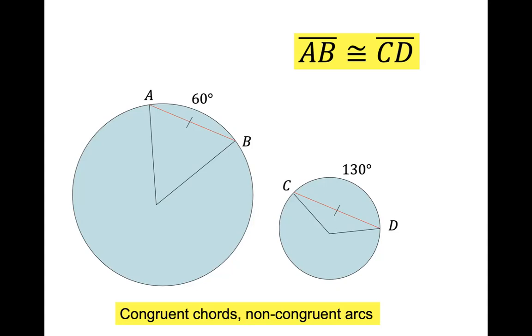Tomorrow or next class, we'll talk about what happens when two circles are congruent and the chords are congruent. But I want you to remember that if you have congruent chords, it doesn't necessarily mean the arcs are congruent. Here's a perfect example right here.